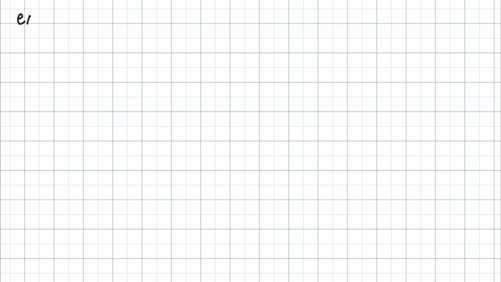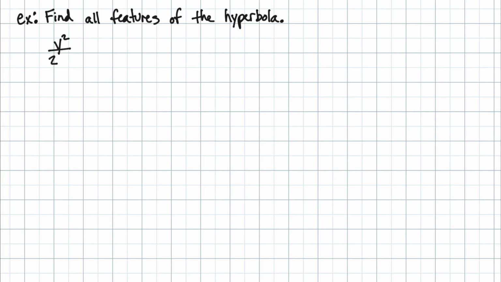Okay, so example. I'm just going to call it find all features of the hyperbola. All right. And here is our equation. We're going to do y squared over 25 minus x squared over 9 equals 1.